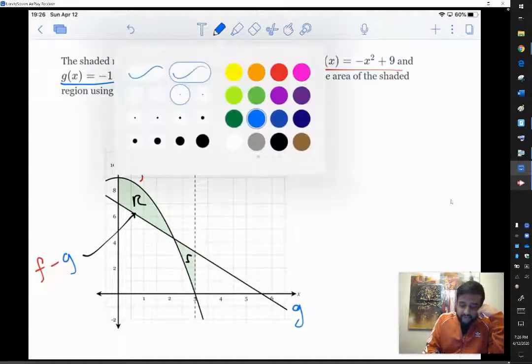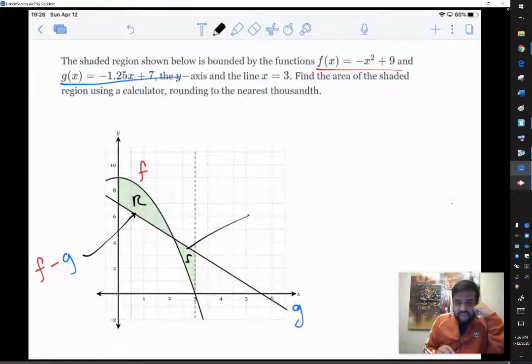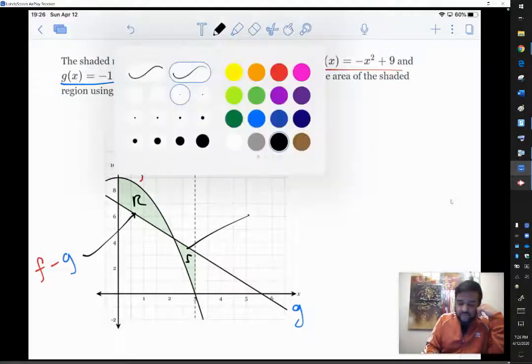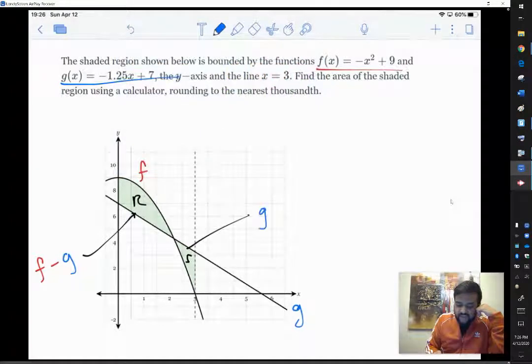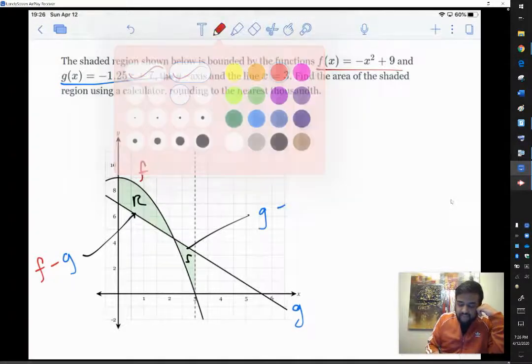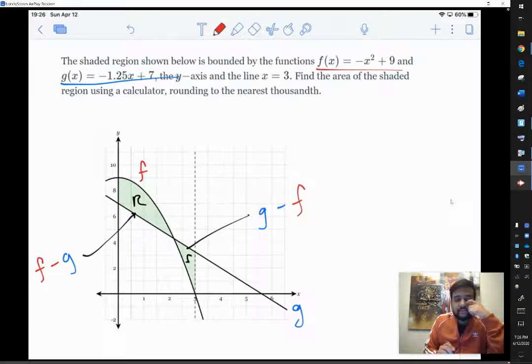But in my other area, this little region over here, now the top function is that straight line. The upper function is g. So in this region, I should find g minus f. In both instances, I'm doing top minus bottom, but which function is the top differs, right? Okay, so we identified which function's top, which function's bottom. The next part is to identify my intersection points or my boundaries.